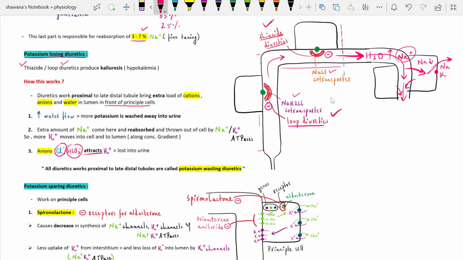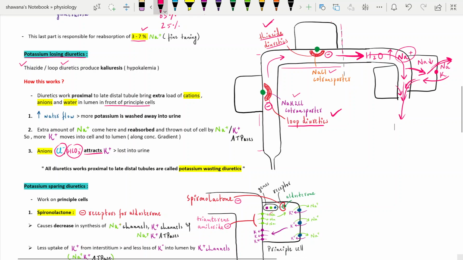It means that more sodium will be thrown out of the cell, more potassium will be brought into the cell, and this potassium is lost into the urine. It means kaliuresis. Under these three mechanisms, these diuretics will promote the potassium loss into the urine and produce kaliuresis. Eventually, they will cause a decrease in the blood potassium level, which means hypokalemia. Okay, they will cause hypokalemia, because in the blood the potassium concentration has been decreased.